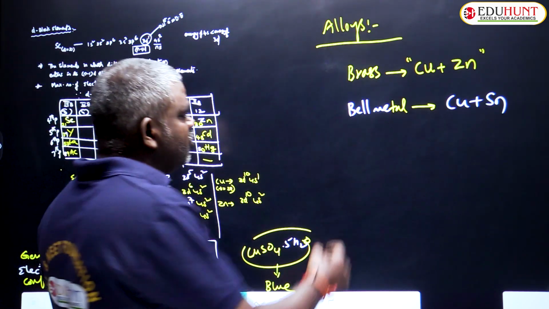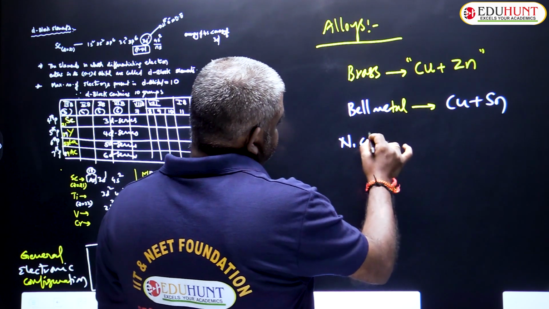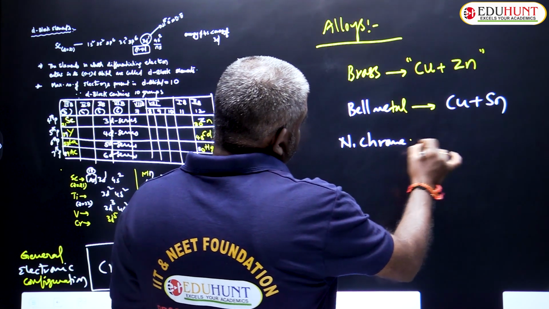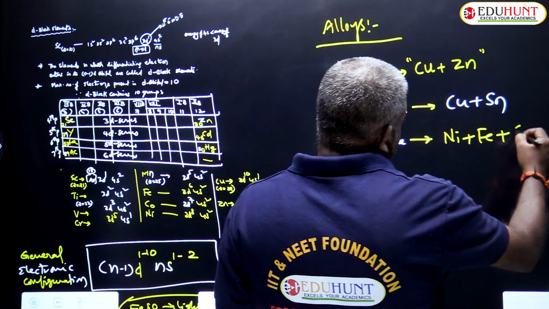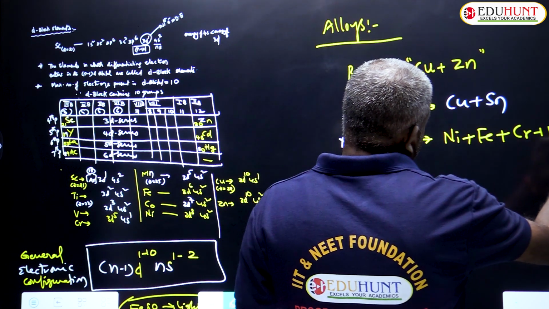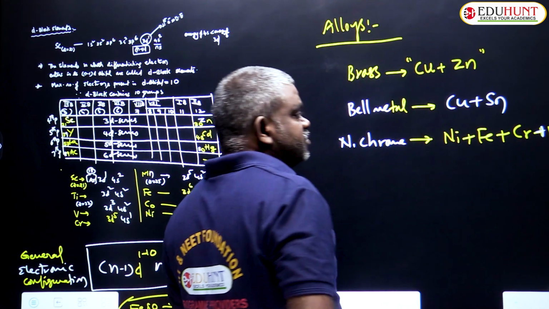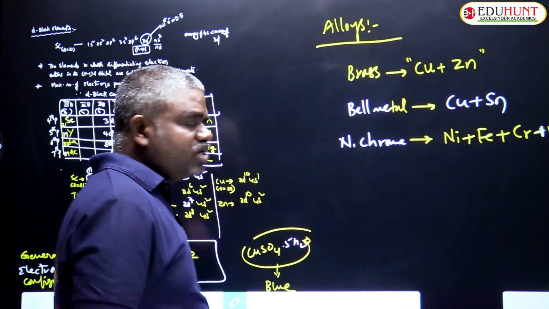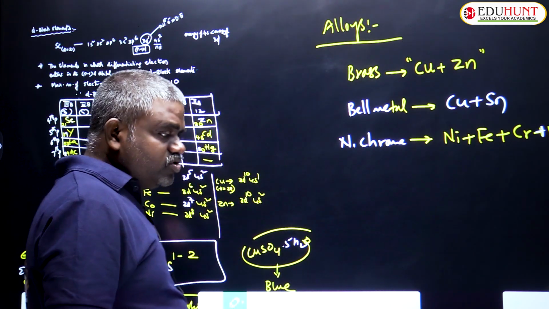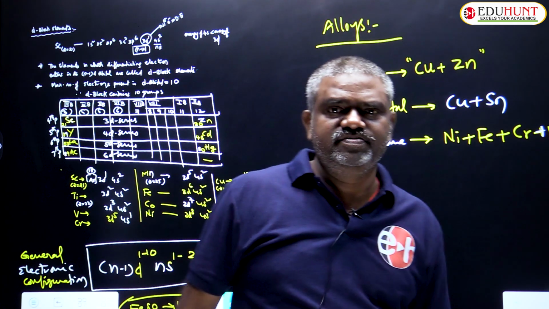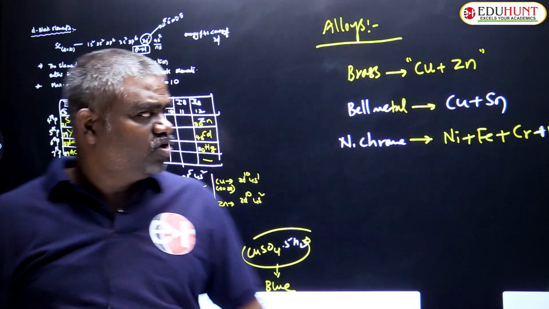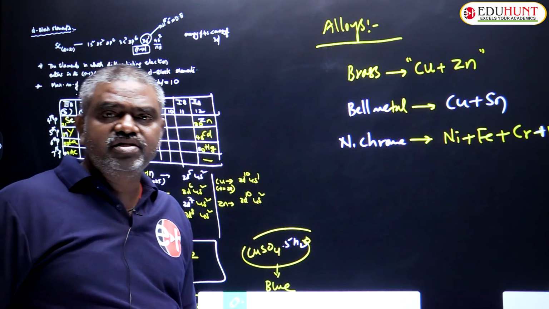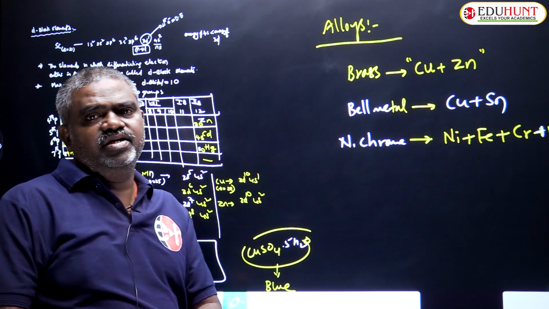If we take nichrome: nickel, iron, chromium and a small amount of manganese. Nichrome is also known as an alloy, and it is also used in the making of stainless steel. So all D block elements are used to prepare alloys.